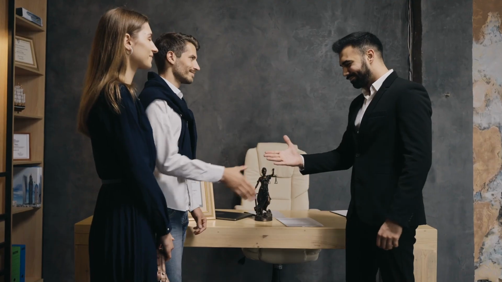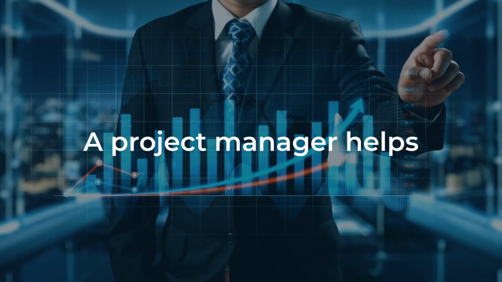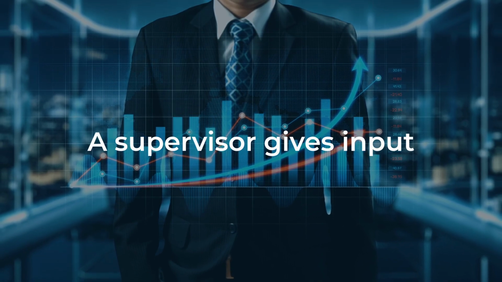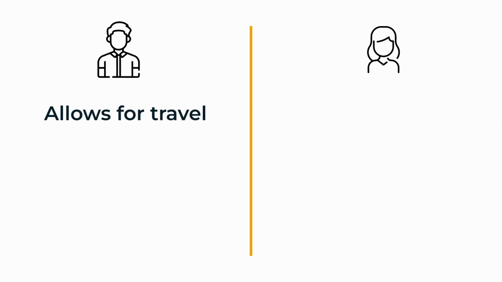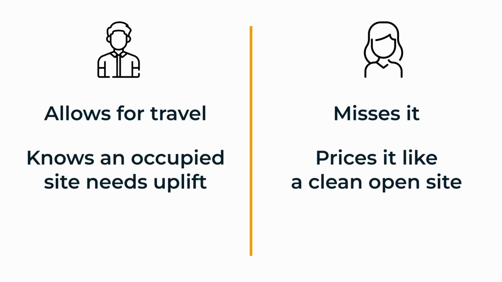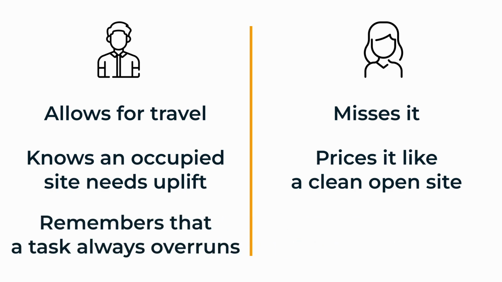Now this gets more important when someone else starts helping with quotes. When everything is in the owner's head, the owner makes the judgment. But as the business grows, maybe a project manager helps, maybe an office person helps, maybe another estimator helps, maybe a supervisor gives input. And now labour pricing can become inconsistent. One person allows for travel, another misses it. One person knows an occupied site needs uplift. Another prices it like a clean, open site. One person remembers that task always overruns. Another uses the basic time. So two people can quote the same job differently, not because one is careless, but because the pricing knowledge lives in people's heads.